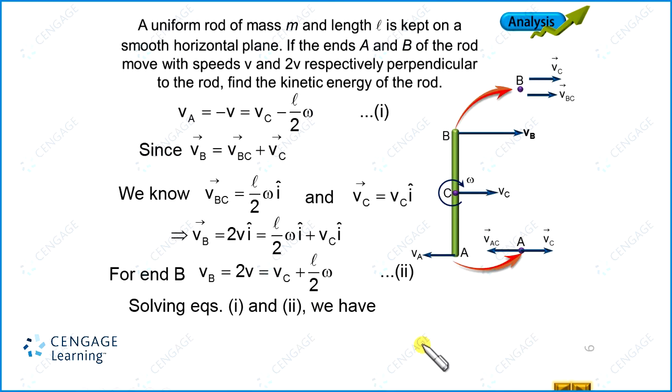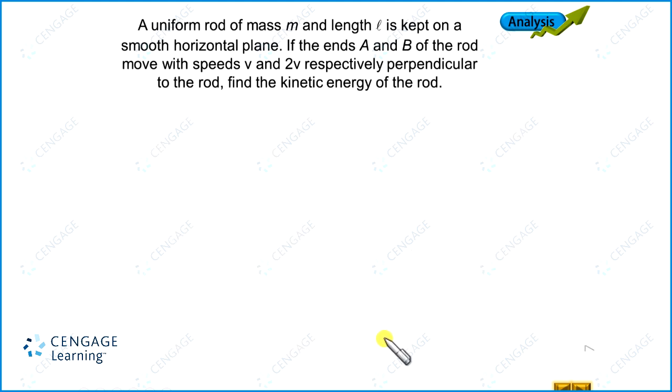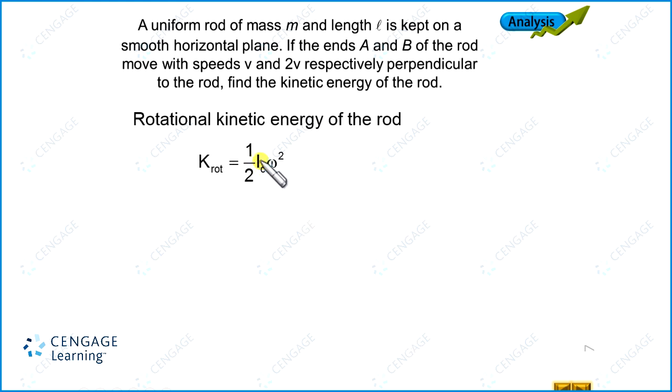So let us write the value of Vc and omega. Now, omega is 3V divided by L and Vc equal to V divided by 2. Now we got the angular velocity as well as the velocity of the center of mass. Now let us come to calculate the total kinetic energy. We know rotational kinetic energy is equal to half Ic omega square.